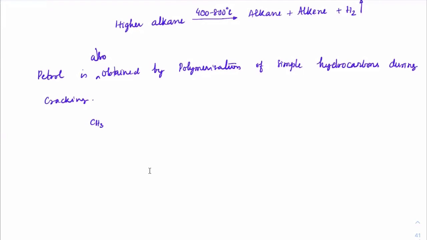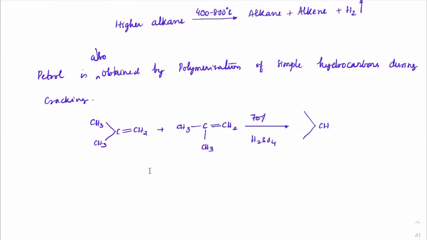Like we have CH3, C double bond CH2, and that when you treat with another mole of it, CH3, CH3 double bond CH2 with 70% H2SO4. Basically, I'm taking 2 moles of this 2-methyl propene. So these 2 moles of 2-methyl propene are undergoing polymerization. So what do we get here? We'll get CH, one more CH3 comes here, and CH2, C double bond, CH2 and CH3.